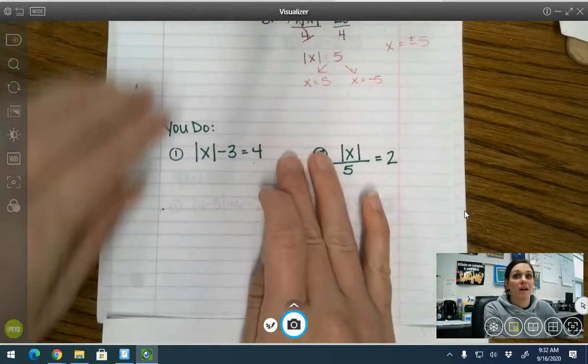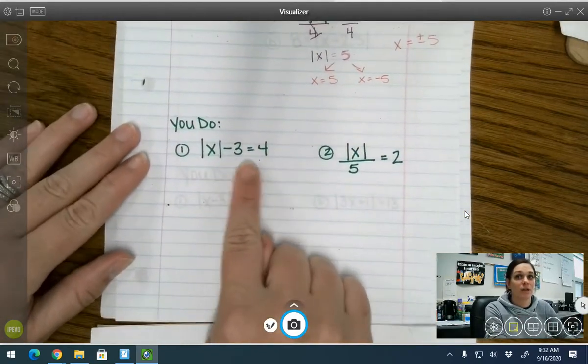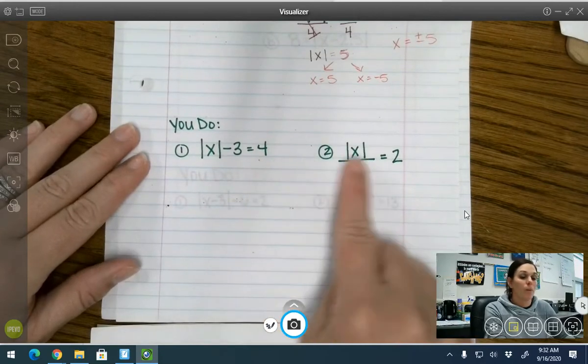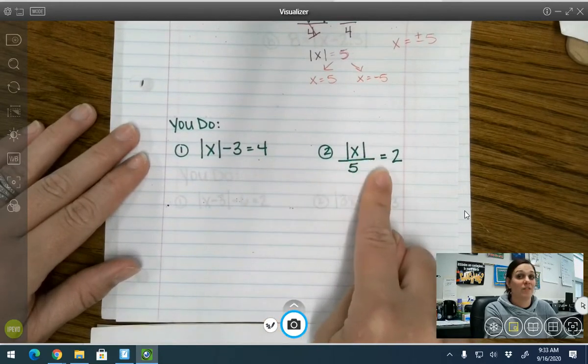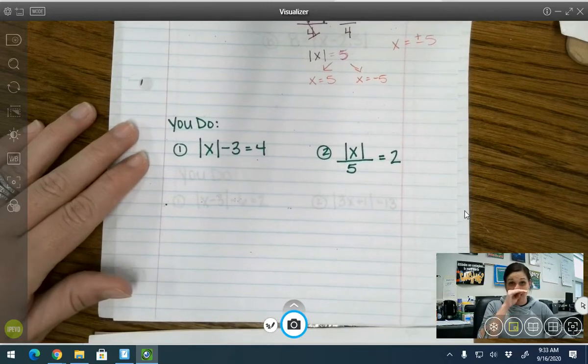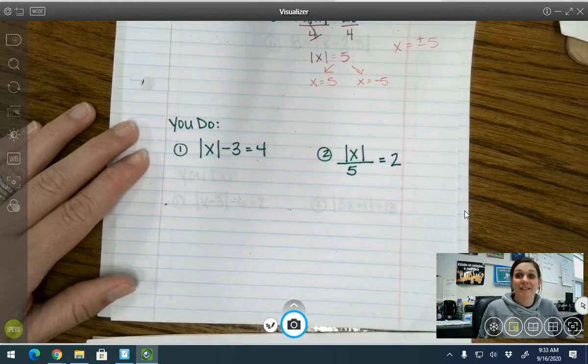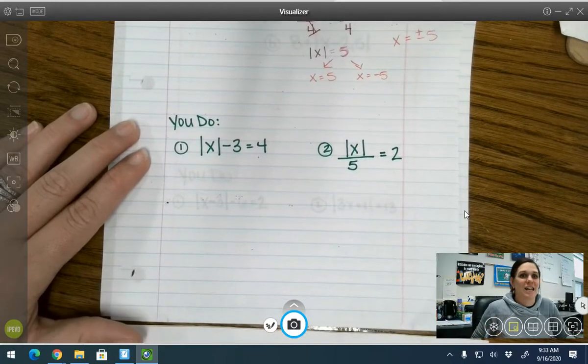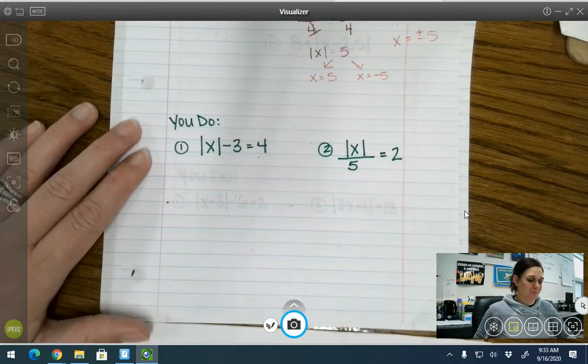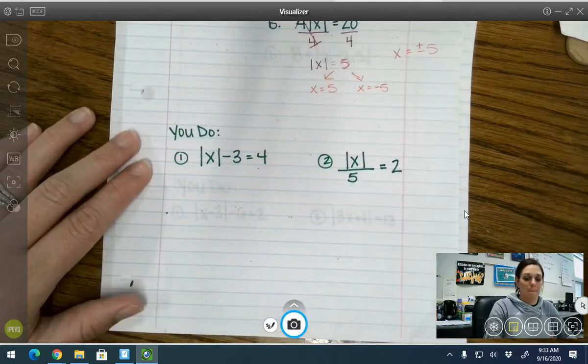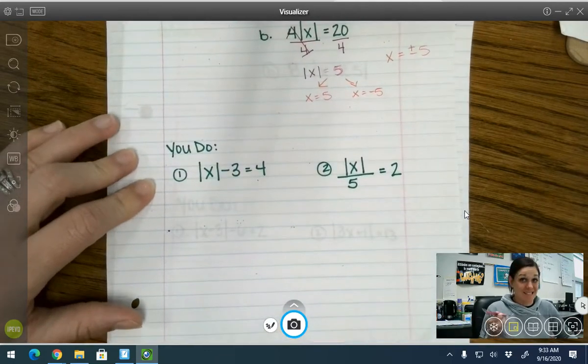All right, we have the absolute value of x minus 3 equals 4. And we have the absolute value of x divided by 5 equals 2. So you're going to go ahead and try these. Okay, when you have your answers, you're going to go ahead and log them in. All right, and we're going to then see if you are correct. All right, let's see if you were right.